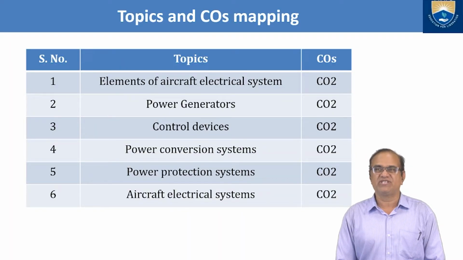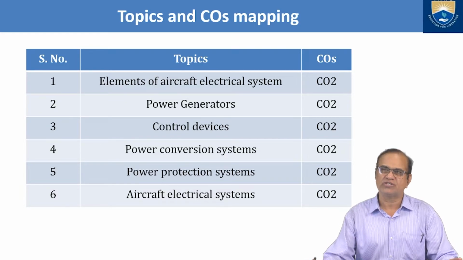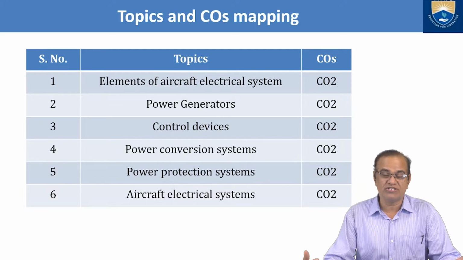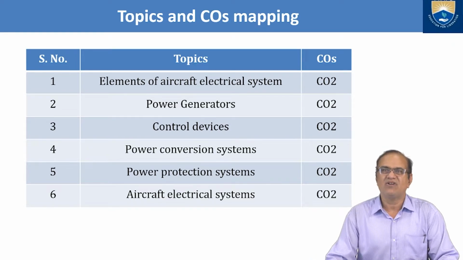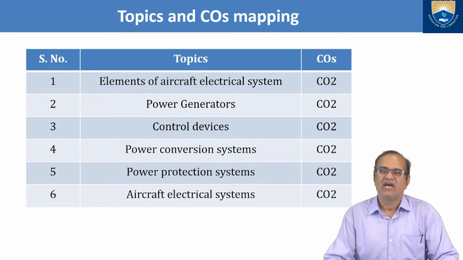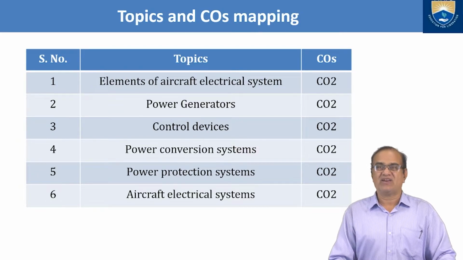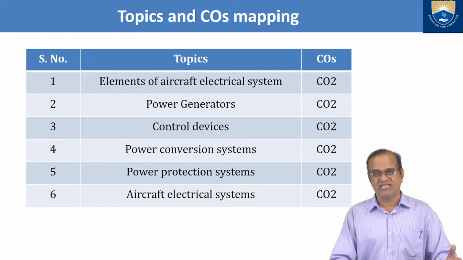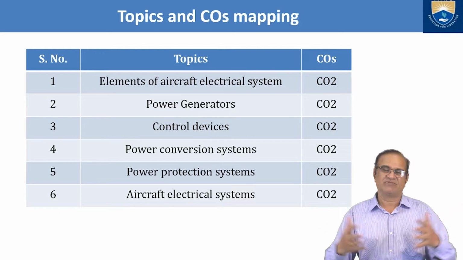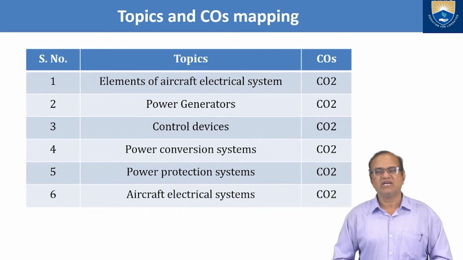Topics and the CO mapping of this, as it belongs to Unit 2. In this course, the outcomes are CO2 for all these topics. The first topic is elements of aircraft electrical system. Then I will go for power generators. Then the third one is the control devices. Then power conversion systems, power protection systems. Then last but not the least is aircraft electrical systems. In this, I am going to show how the electrical systems are distributed for different purposes of the aircraft.